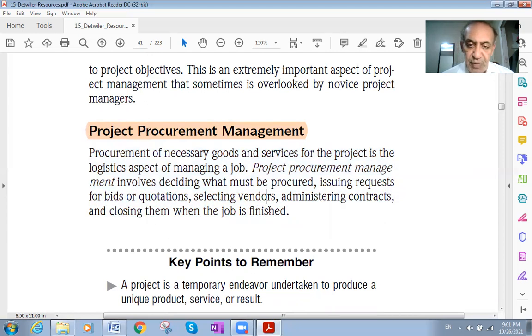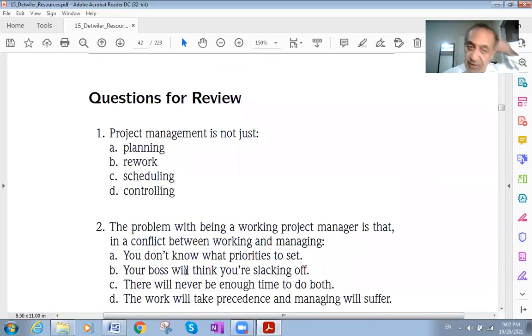Again, what is involved? Deciding what must be procured, issuing requests for bids or quotation, like the purchasing of raw materials. Simply, purchasing: I need steel, I need cement, all those. Selecting vendors: whom I will buy from. Administering contracts: who in the contracts will afford me what I need of supplies. And closing them when the job is finished, ending the relationship in this project with the parties I deal with when the project is done.